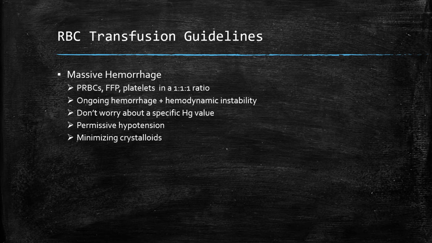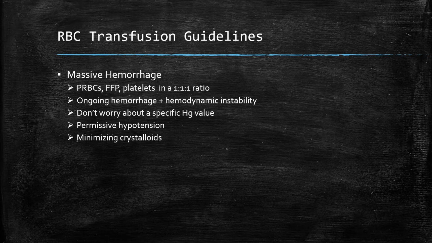Do not worry about their admitting hemoglobin value. The trauma patient who comes in with an open book pelvic fracture may have a hemoglobin of 11, but that 11 is on the way to 4. Just start giving them blood.